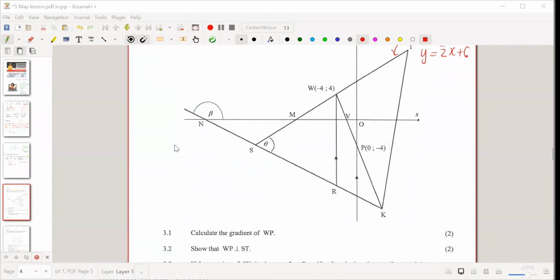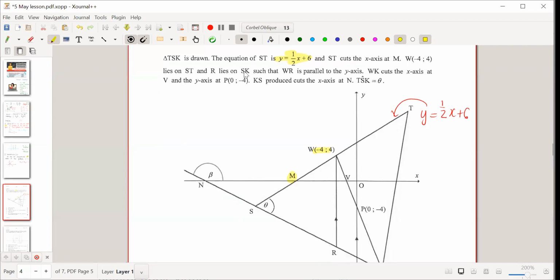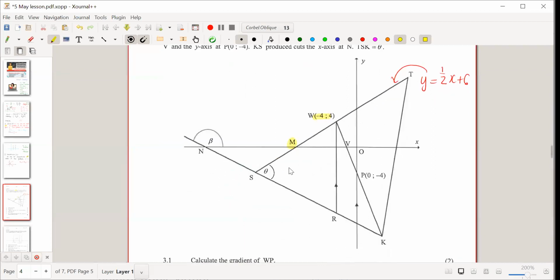Okay, right. So that was the first line that we had read. It then says that ST cuts the x-axis at M. Perfect. We see that that's happening there. All right, so we've got that there at M. W is given by the coordinates -4 and 4. So we've got that coordinate, and it lies on ST. Is that true? Yes, it is. And R lies on SK. Where's SK? SK is the line segment that's here. Of course, it extends all the way up to N. So that is something that we know.